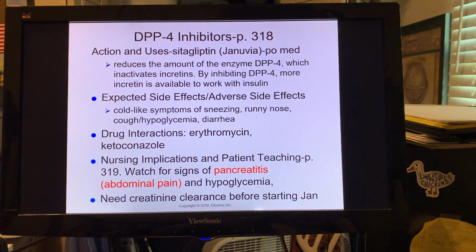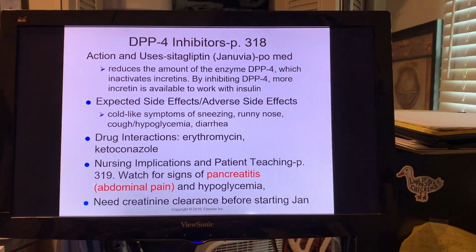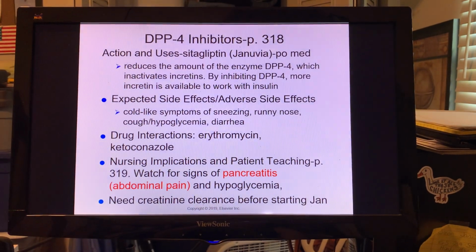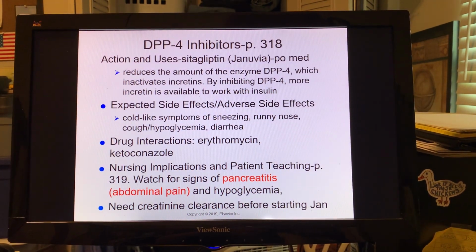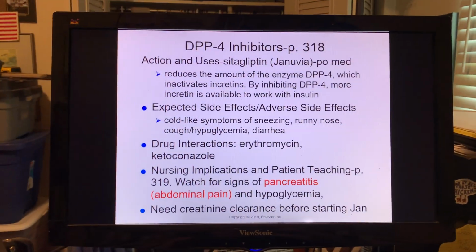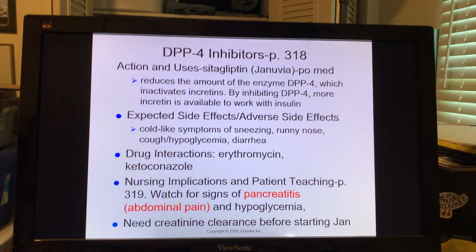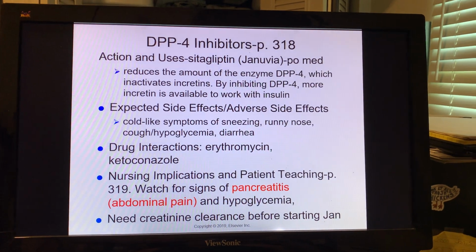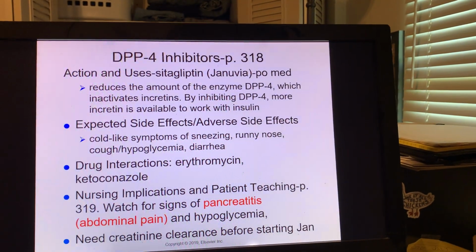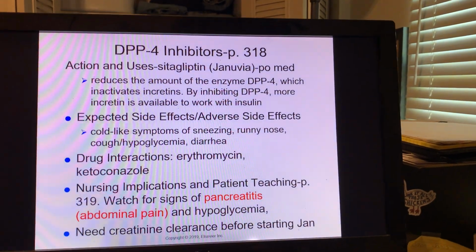The biggest thing to watch out for besides hypoglycemia is possible pancreatitis. Because, once again, you're kind of working in the GI tract to inhibit this enzyme. So you want to look for abdominal pain, nausea and vomiting, other signs that maybe the pancreas is not coping very well with this medication.